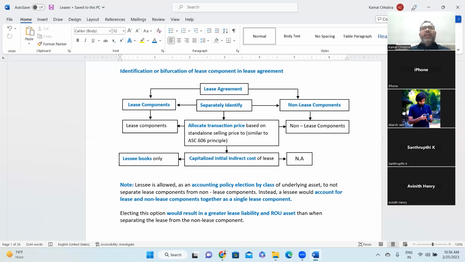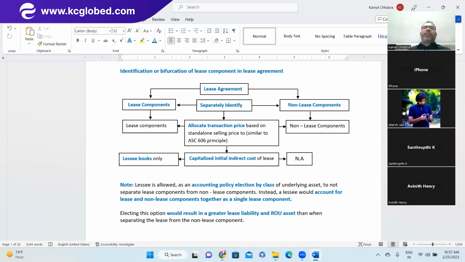In our example we have 5 components. Land is different, building is different, office equipment, furniture and computers. If those could be provided on a standalone basis to any third party, what would be the lease amount for those individual 5 items? That is your starting point. And if there is a specific discount, let's assume for a building they have given a 10% discount on the building rental, then that 10% discount will be adjusted only and only against the building.